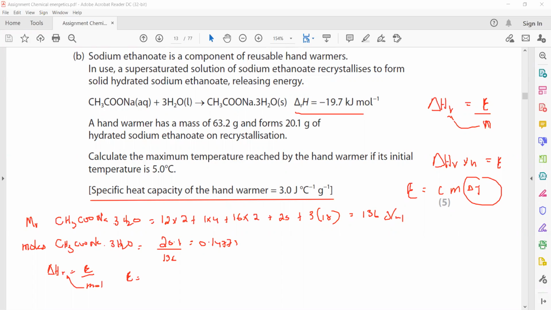The reaction is exothermic, but we are taking a positive number here for calculation, which is 19.7 kilojoule per mole, but we need energy in joules. When we use this formula, our answer will be in joule, then later we convert. So we have to first convert 19.7 kilojoules into joules by multiplying by 1000. So this will be 19,700 multiplied by 0.14779. This will give us the energy, which will come out as 2911.5 joules.